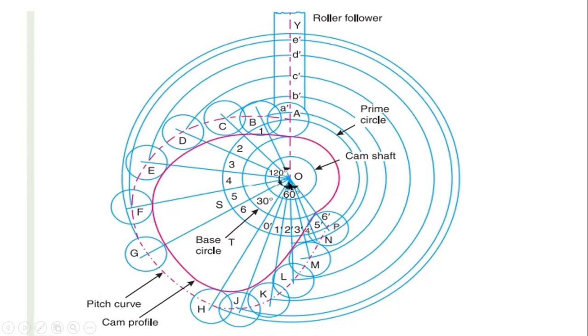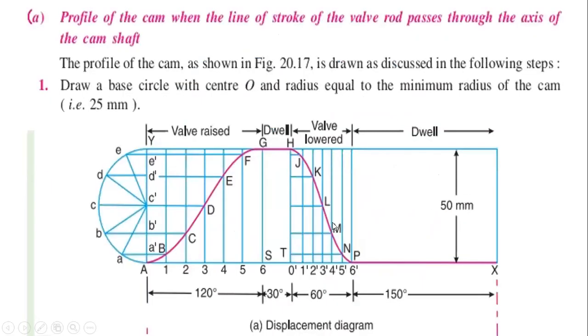Next is the return stroke period, which is 60 degrees. From the ending line of the 30 degrees, we have to divide the 60 degrees into the same number of 6 equal parts. This is the return stroke displacement diagram, and we follow the same procedure.